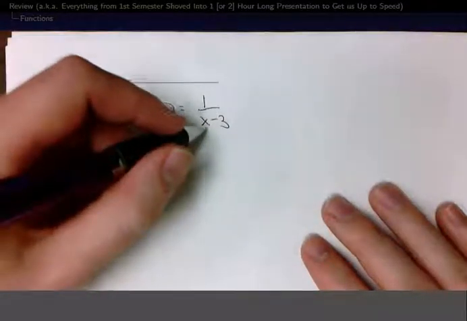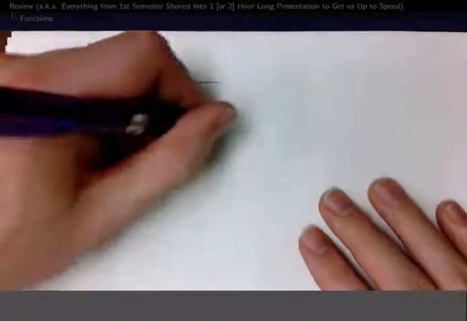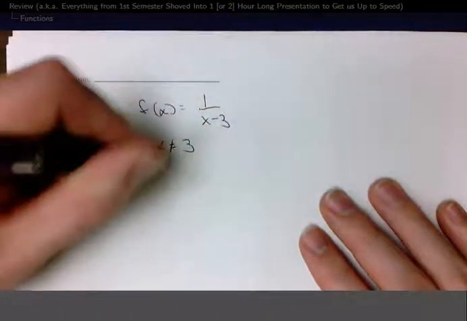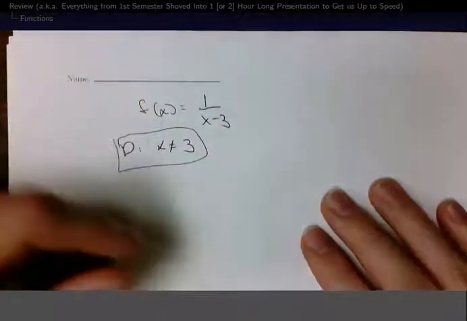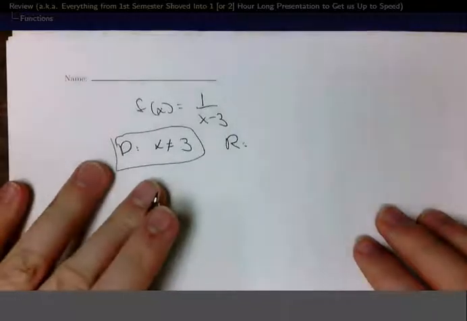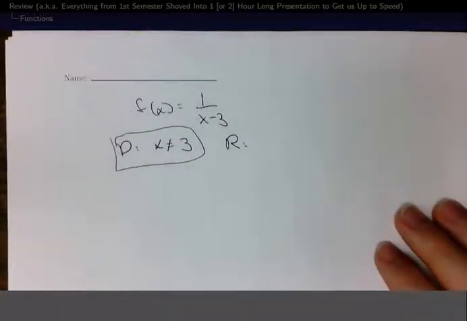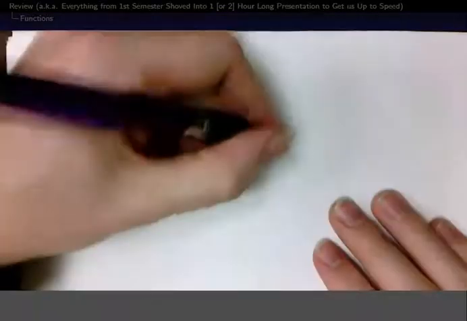So the only value of x that will not work would be where I have 0 in the denominator here, which means that x cannot equal 3. So that's going to be my domain. The range, so the domain are all the different x values that will work. The range are all the different y values. At this point, we don't really have necessarily a convenient way of finding the range without graphing it. So I won't really worry too much about that.